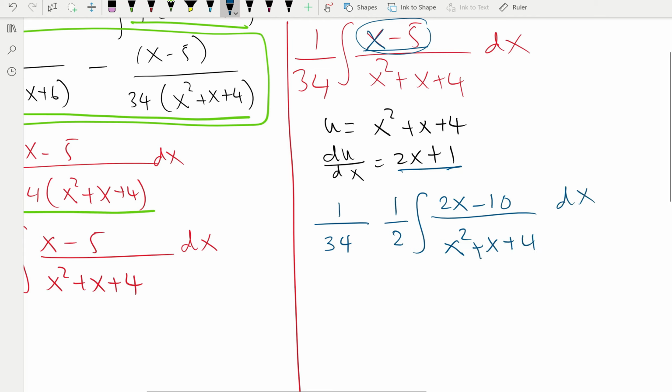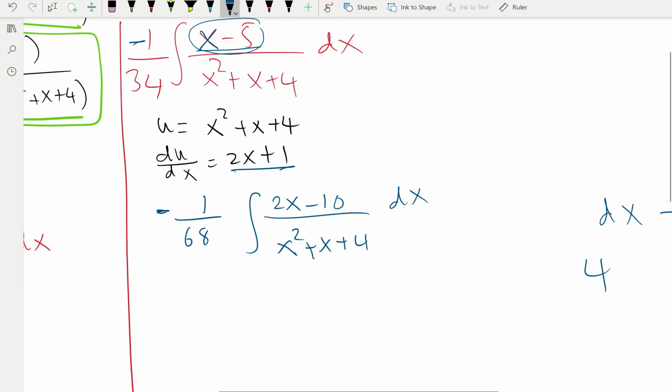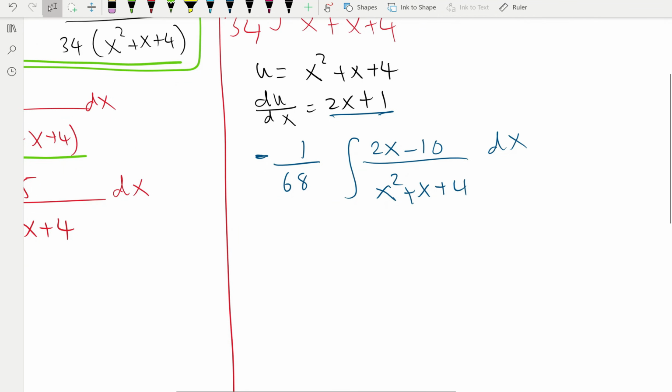So this 2 stays here outside the integral. It's in the denominator. So 34 times 2 is what? 68. Is it negative? Yes, so there should be a negative. All right, perfect. So try to understand what I did. Again, the purpose is to create 2x plus 1. So I need plus 1, not negative 10.